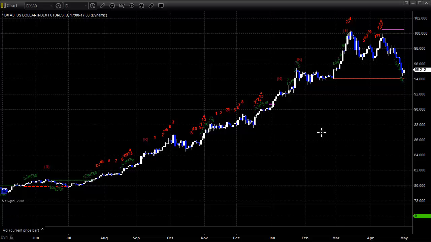We closed out the week with an almost 200 pip winner on the pound dollar on Thursday night going into Friday, and so it was a good week for us.